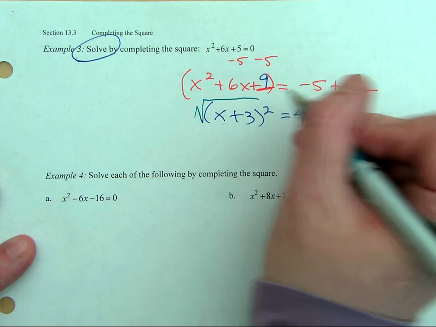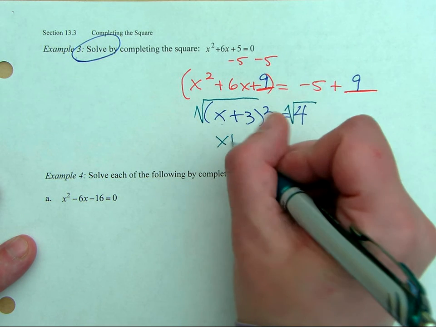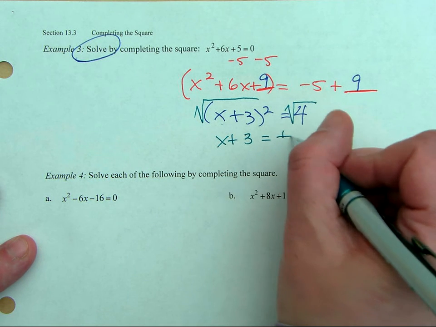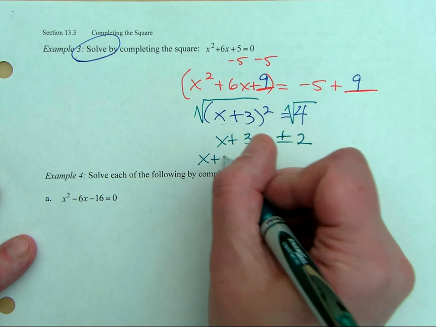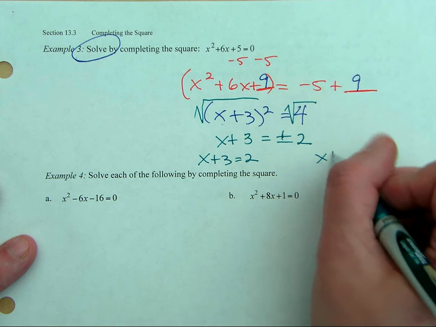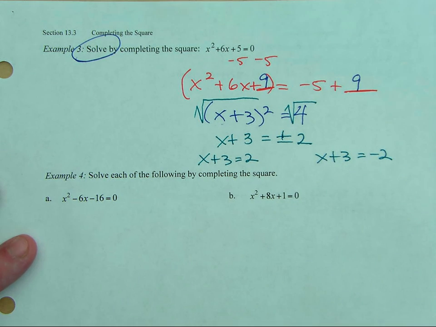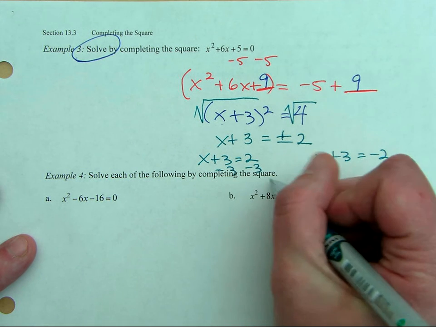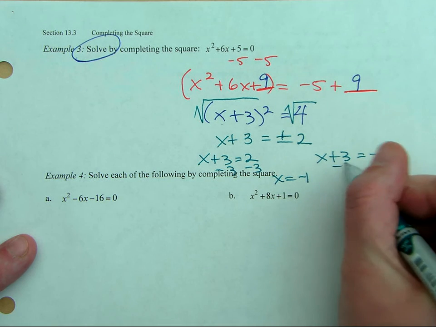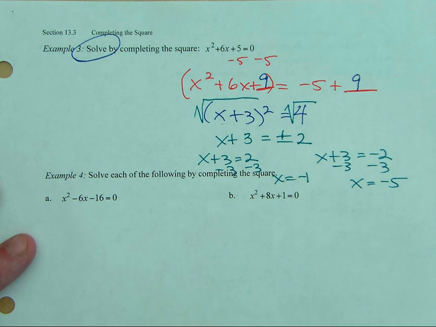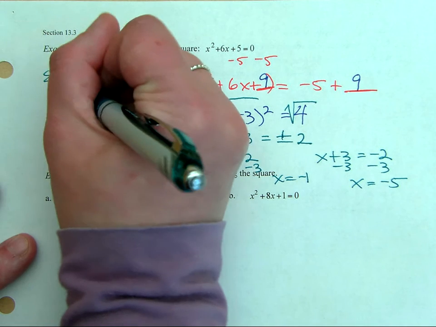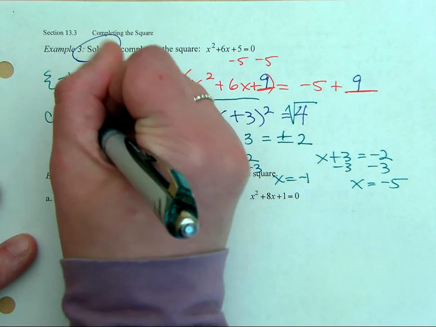Now, if I want to solve for x, what should I do to solve? I'm going to take the square root of both sides. I get x plus 3 equals plus or minus 2. That means I have x plus 3 equals positive 2 and x plus 3 equals negative 2. Okay? What should I do to get x by itself? I'm going to subtract 3. I get x equals -1. Subtract 3. X equals -5. Okay? I can always check those, -1, -5. So then you would check.